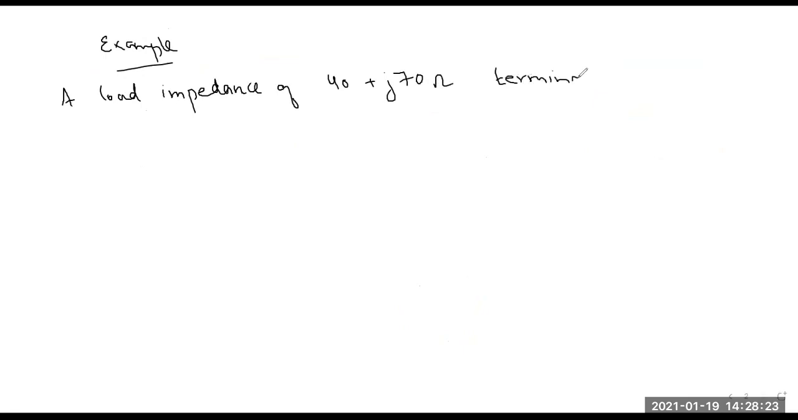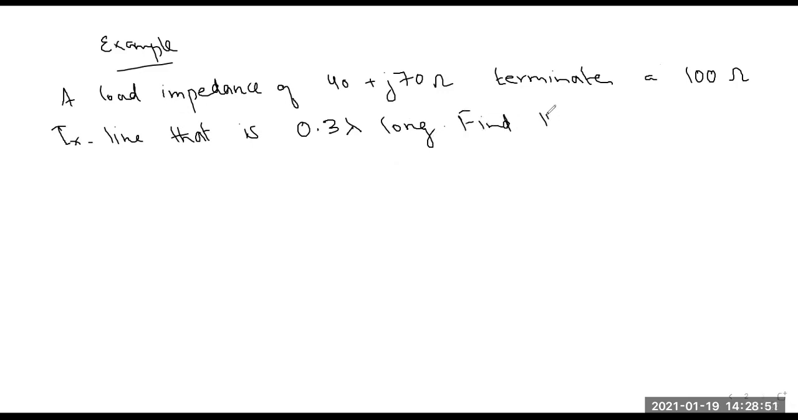So let's consider an example. A load impedance of 40 plus J70 ohm terminates a 100 ohm transmission line that is 0.3 lambda long. And we are asked to find out the following quantities.